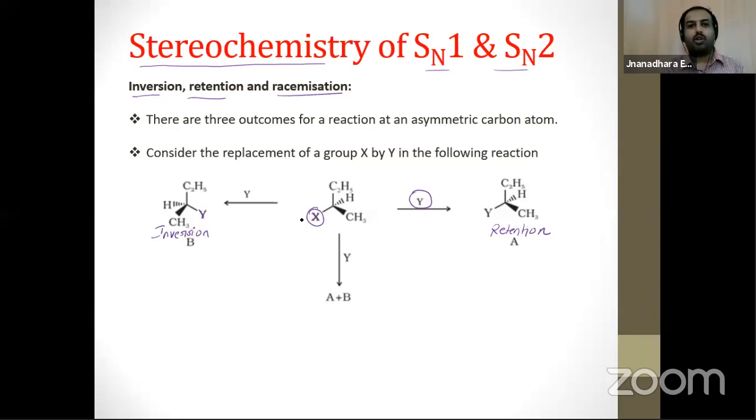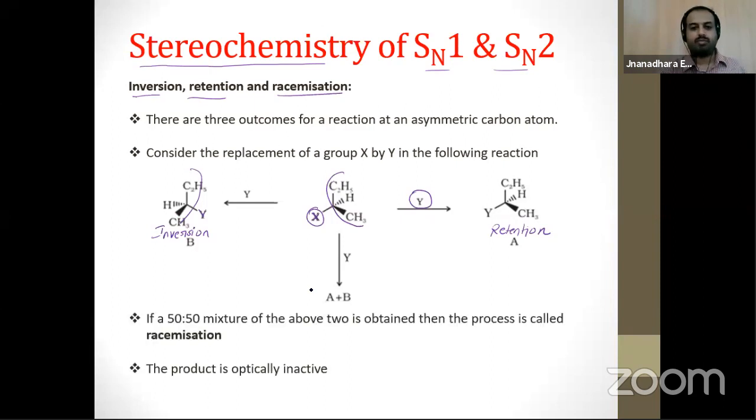Okay. So you can equate inversion to an umbrella getting toppled up in a strong wind. If you hold the umbrella against a strong wind, you know the umbrella gets toppled up, right? Exactly similar to that. You have X here, all these groups are facing on one side here, and these groups will be facing the other side. Umbrella getting toppled up. That's inversion.